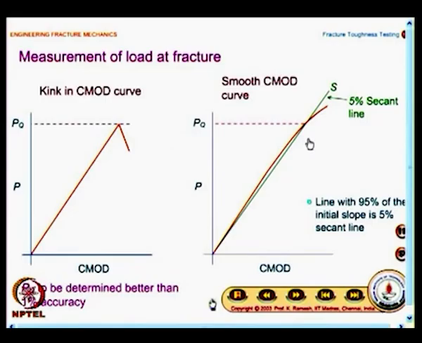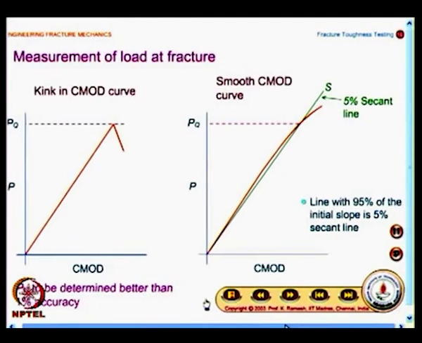You could also have the P versus CMOD curve being a curve like this. There is no apparent way that you can locate the value of PQ. In fact, it will rise and then somewhere you will have P max and then the specimen will fail. That portion of the graph is not shown.